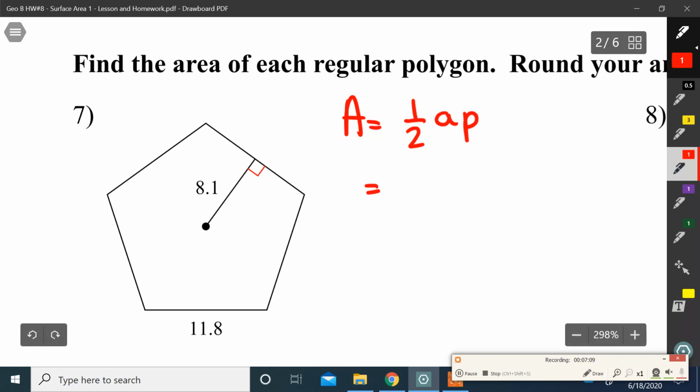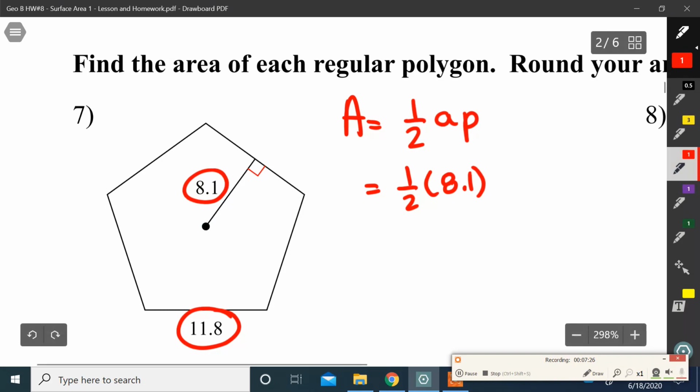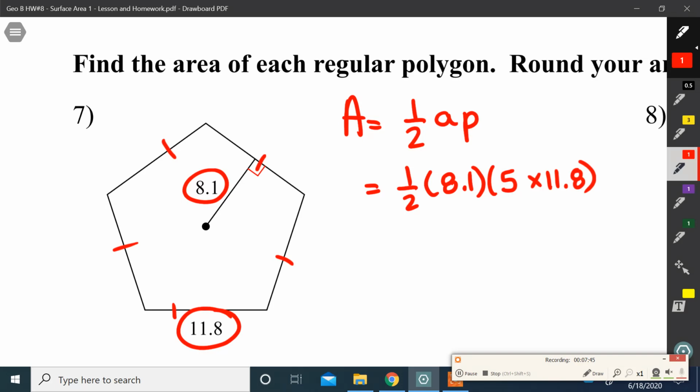The bottom is already given to you. That's great. So we got 8.1. But we do need to figure out what is the... Oh, the perimeter is given to you as well. That's great. I didn't see that. So we have how many sides? We got 1, 2, 3, 4, and 5 there. So we multiply 5 times 11.8 to get the perimeter. On this one we already have everything that we need. So I'm going to go to my calculator. I'm actually going to do it on my phone because I don't want to go back.